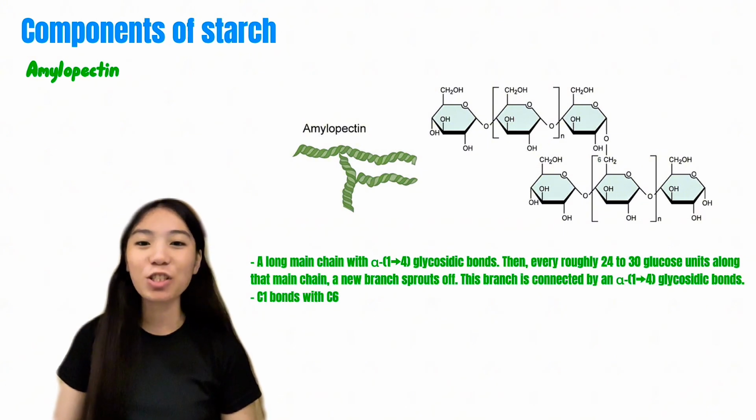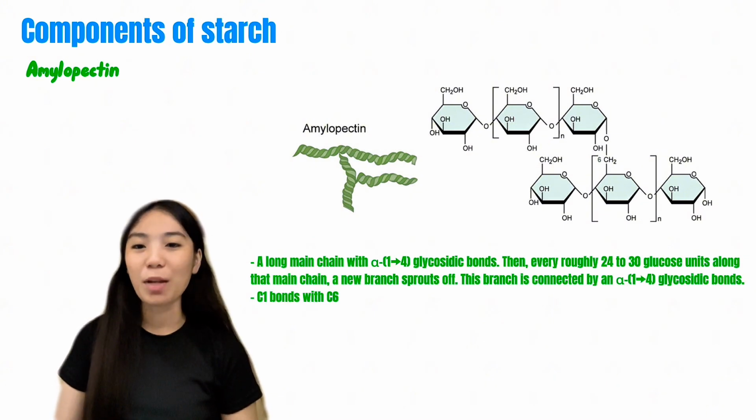Imagine a long main chain with alpha 1 to 4 glycosidic bonds. Then, every roughly 24 to 30 glucose units along that main chain, a new branch sprouts off. This branch is connected by an alpha 1 to 6 glycosidic bond, meaning the carbon 1 of the new branch connects to the carbon 6 of the glucose on the main chain. This extensive branching creates that compact, tree-like structure.